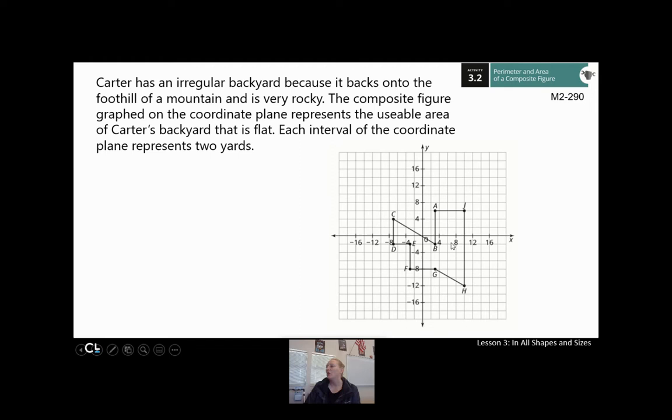So each interval of the coordinate plane represents 2 yards. So please notice we are counting by twos. 2, 4, 6, 8, all that good stuff. We are counting by twos. Please watch out for that.